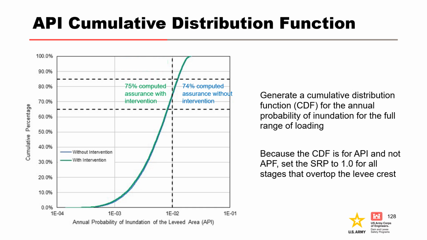To calculate the annual probability of inundation, or API, we're going to set the system response probability to 1 for all stages that result in overtopping, and generate a CDF which accounts for uncertainty in the flood hazard and the prior to overtopping system response. Again, we want the prior to overtopping annual probability of failure plus the annual exceedance probability of overtopping, and setting the system response probability to 1 for all stages that result in overtopping is a simple way to achieve those results.